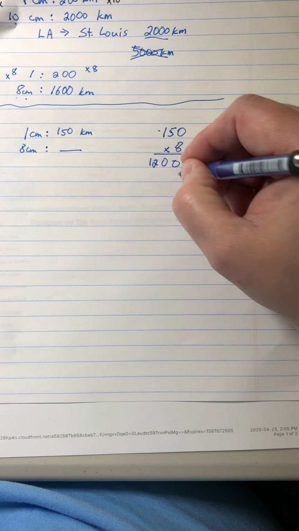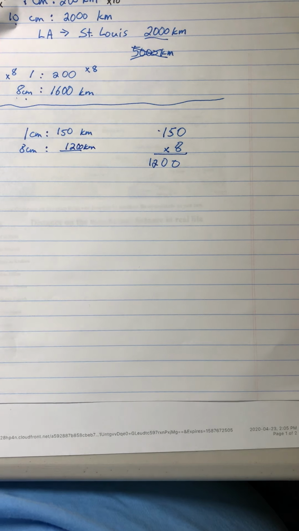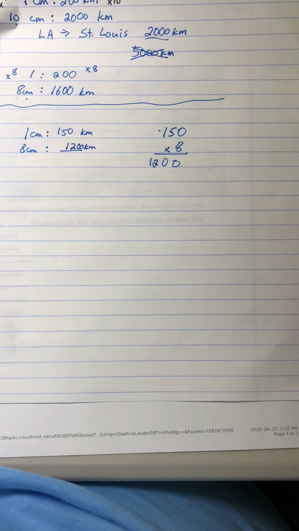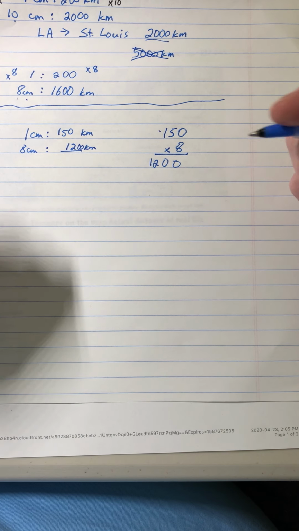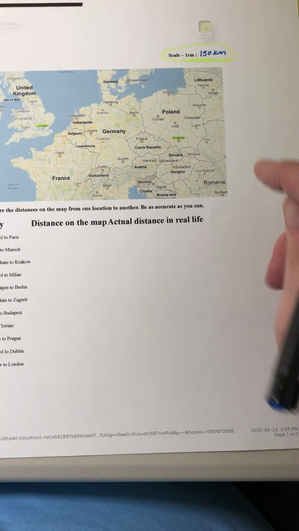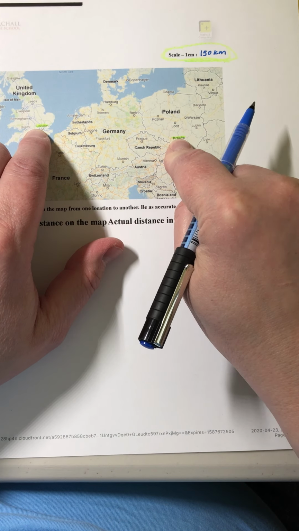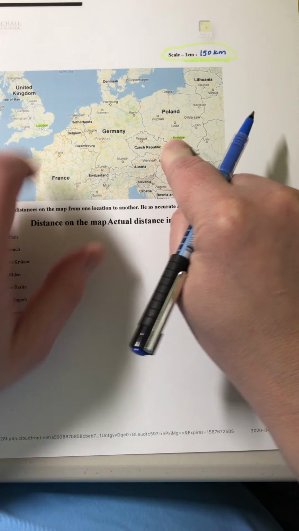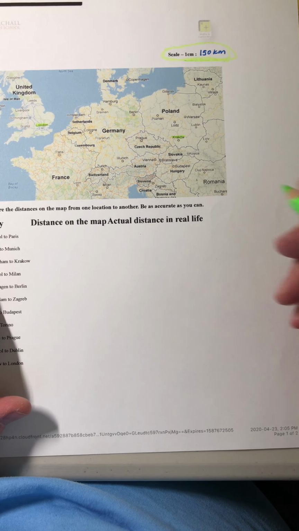So 1,200. So it's about 1,200 kilometers. Now, if you check this answer out on a real map, maybe my distance is wrong, but I'm using the scale given to me, all right? So from London to Krakow is about 1,200 kilometers. So on this scale, 1 centimeter represents 150 kilometers.